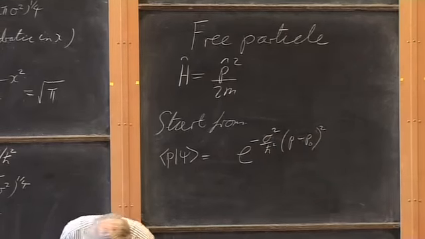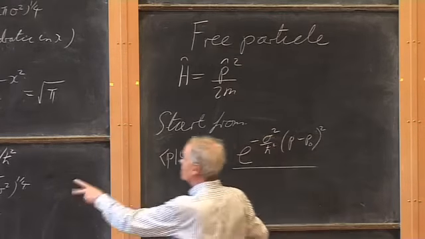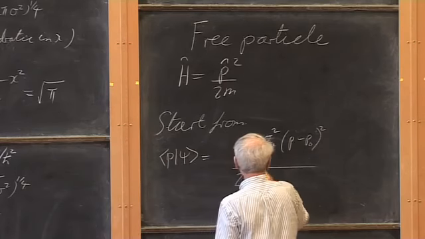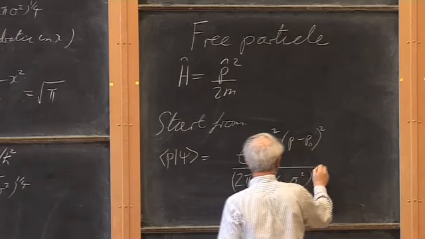Sorry, what do I want to do? Yep, p minus p naught squared, over this horrible normalizing constant: 2 pi h bar squared over 4 sigma squared, to the power of a quarter.